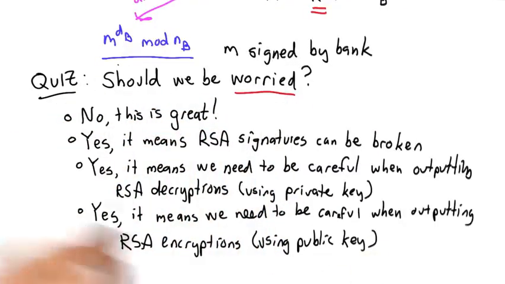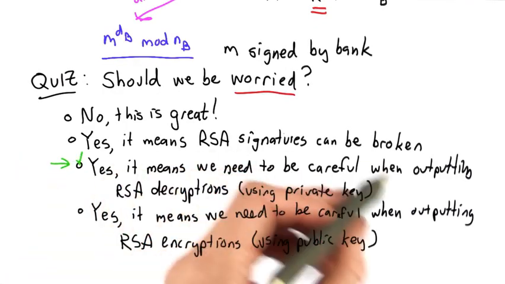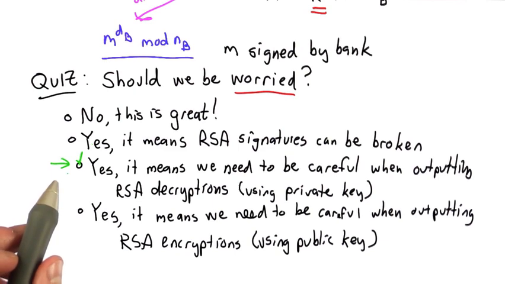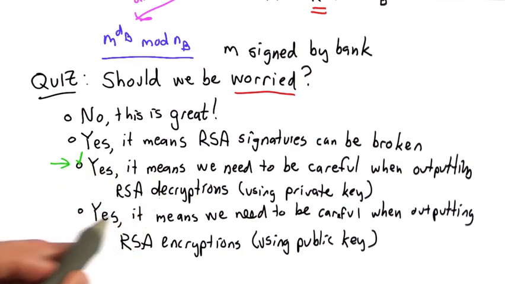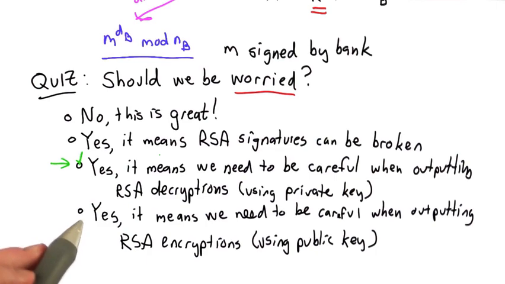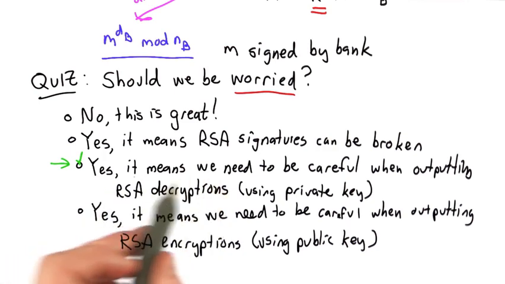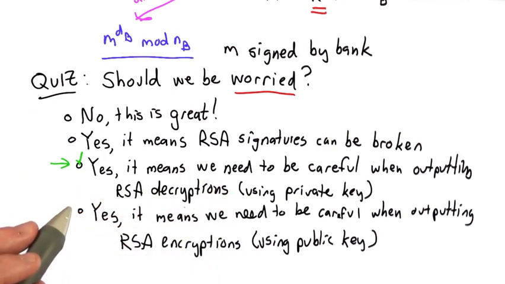Should we be worried that RSA has this property? The answer is we should. And this is related to the homework problem on Unit 4, where we saw that you could forge an RSA signature by multiplying two signatures. In this case, the message that's being signed might be used to produce other messages. So we need to be very careful when we output the result of RSA decryptions. We might be signing something different from what we think we're signing.